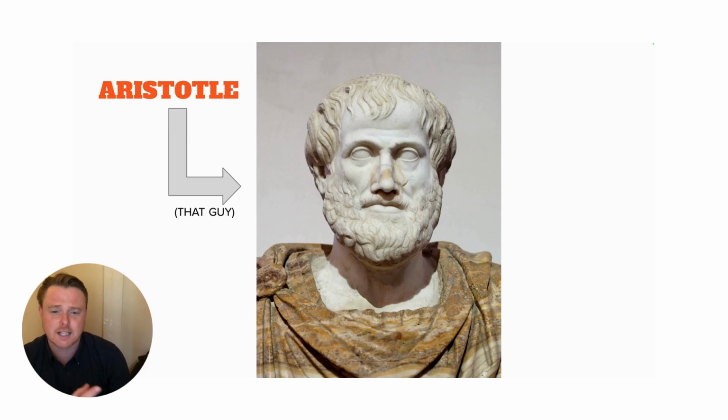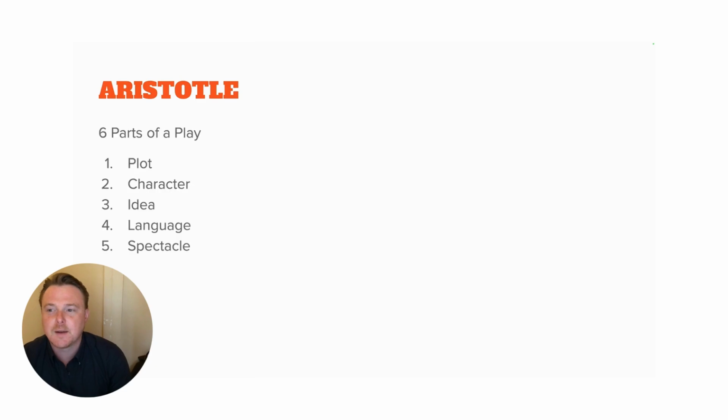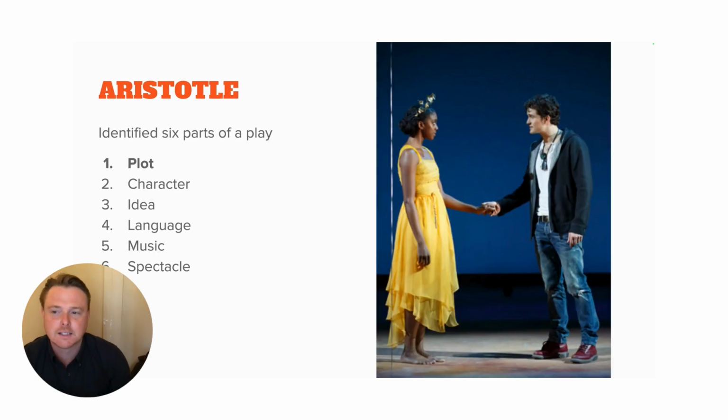So we have Aristotle, who's that guy. That's a sculpture, obviously, of him. It's not really him. He identified 6 parts of a play. We have plot, character, idea, language, and spectacle. Now, strap in. We're going to go a little bit faster here, just so we can get this into one video. Now, the 6 parts of the play, we have to start with plot.